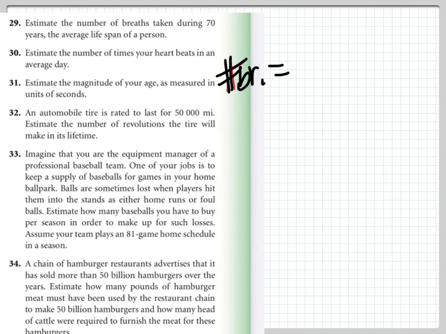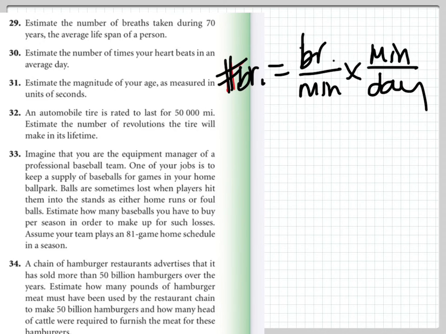So if we look at breaths per minute times minutes per day, hey, look at that. It's dimensional analysis. It's factor label. The units work. Sometimes you can do that with Fermis. Breaths per minute times minutes per day gives you breaths per day. Handy little trick. So we think that the order of magnitude of breaths per minute is 10 to the first.